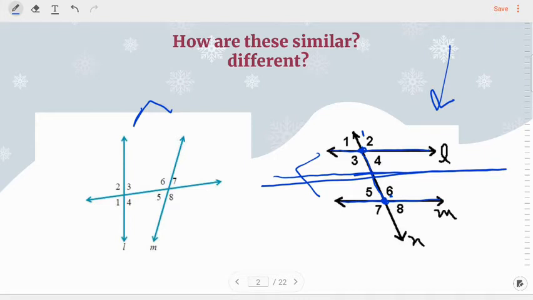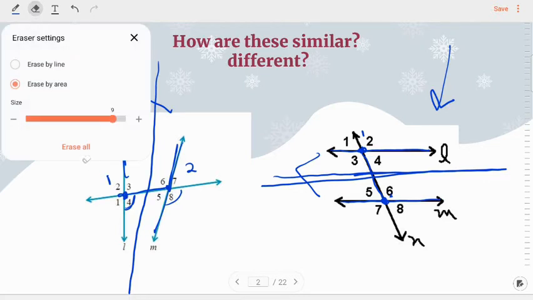Now, does the same thing happen on my other diagram? If I were to cut my diagram in half into 2 intersections, here's intersection 1 and here's intersection 2. If I were to pick up intersection 1 and slide it directly over, does it perfectly line up on intersection 2? You can see that it doesn't. This angle 4 is smaller than this angle 8. The reason this one doesn't line up perfectly is because this line and this line are not parallel. So this relationship that I see between intersections occurs when lines are parallel.